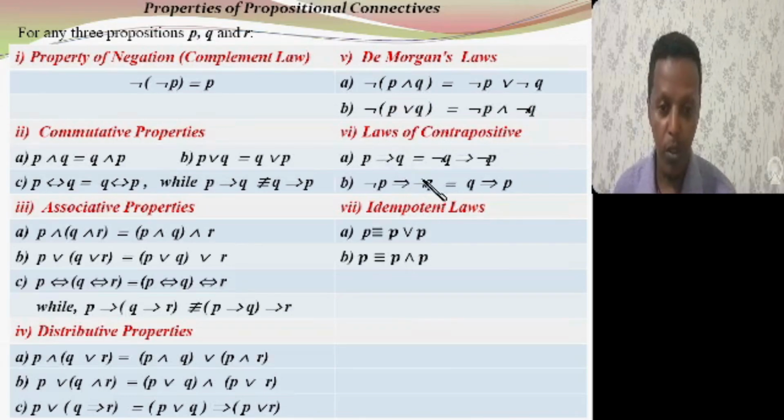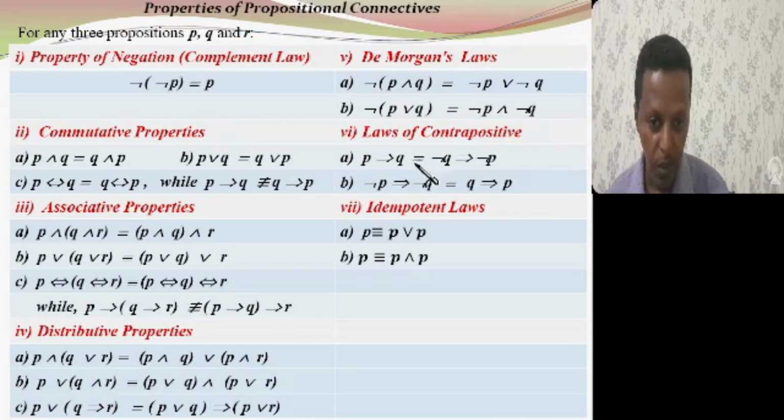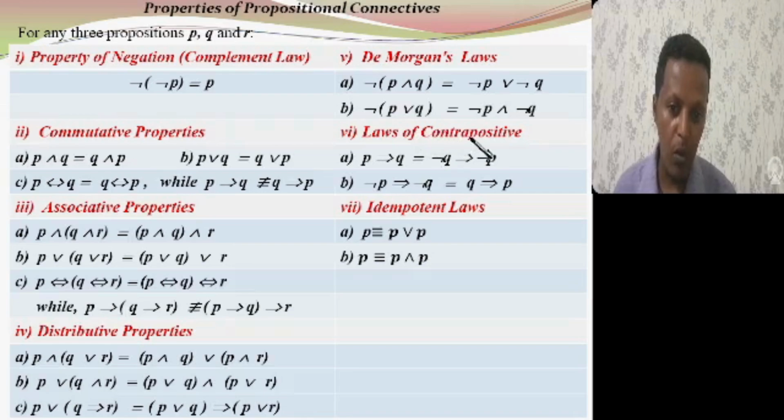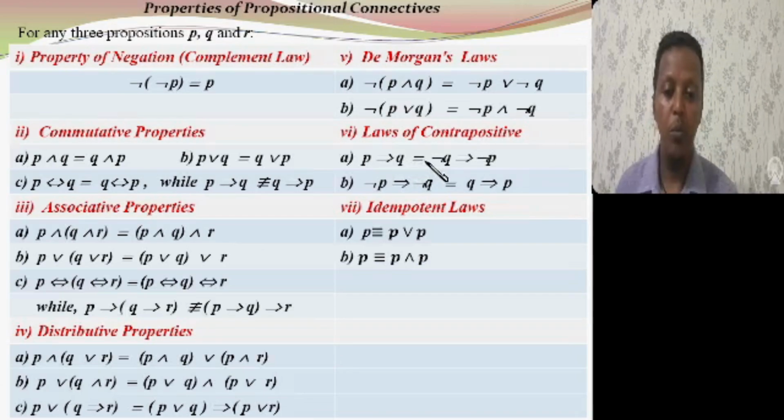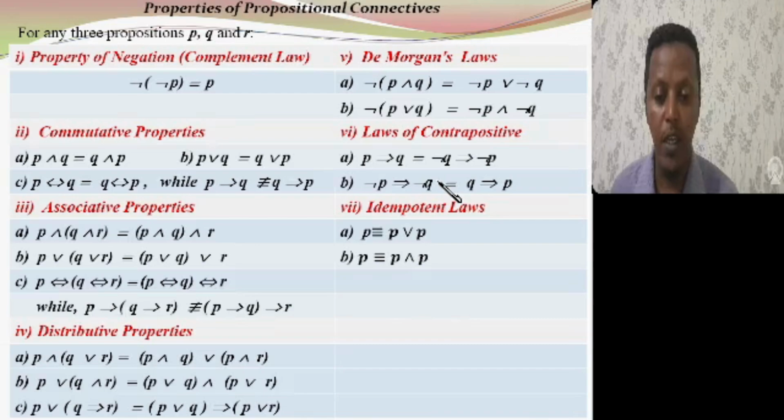Now, the law of contrapositive, already we proved. P implies Q is equivalent to what? Negation Q implies negation P. This is the contrapositive of P implies Q. They are what? Equivalent. We call it the law of contrapositive. Again, negation P implies negation Q. If you take the contrapositive of this, you will get Q implies P. These two are equivalent. So from now on, by the law of contrapositive, you can say P implies Q is equivalent to negation Q implies negation P, or Q implies P is equivalent to negation P implies negation Q.